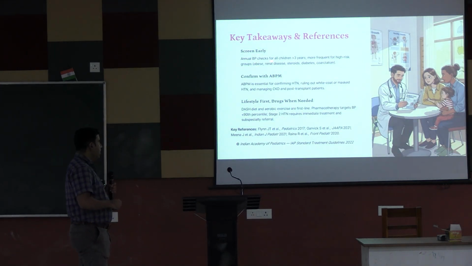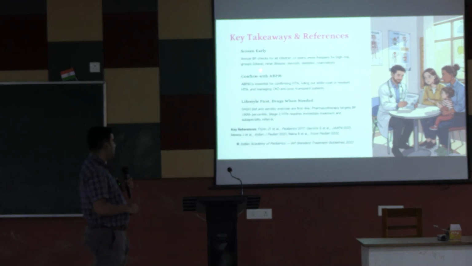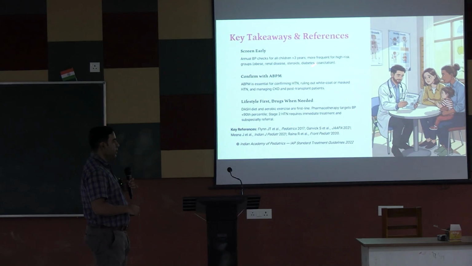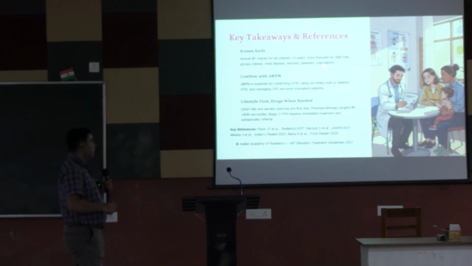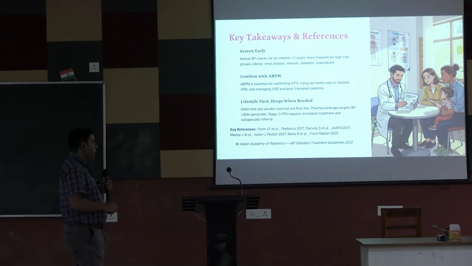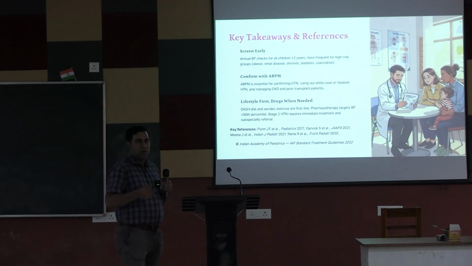Screen early, annual BP checks for all children greater than 3 years. More frequent checks for high risk patients like obese, renal disease, patients on steroids, diabetes, coarctation. If there is hypertension, we have to confirm with ambulatory blood pressure monitoring, which is essential for confirming hypertension and ruling out white coat or masked hypertension. White coat hypertension, you know: after coming to the doctor's chamber, the patient is having hypertension. It is due to the anxiety.